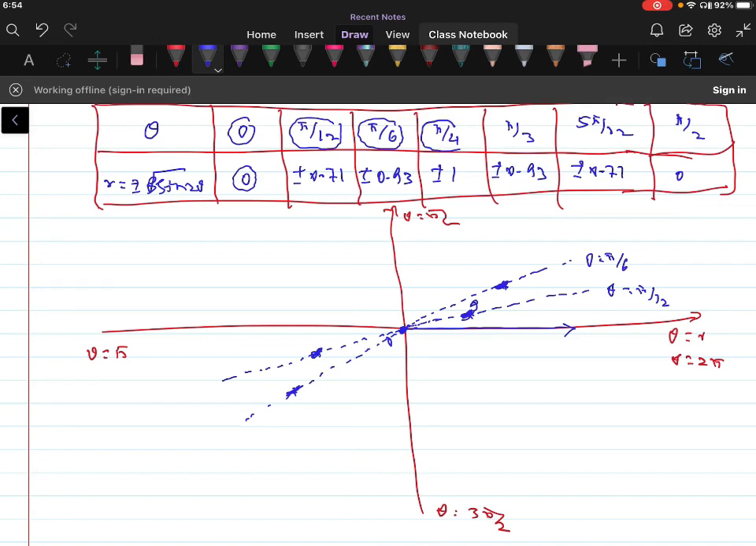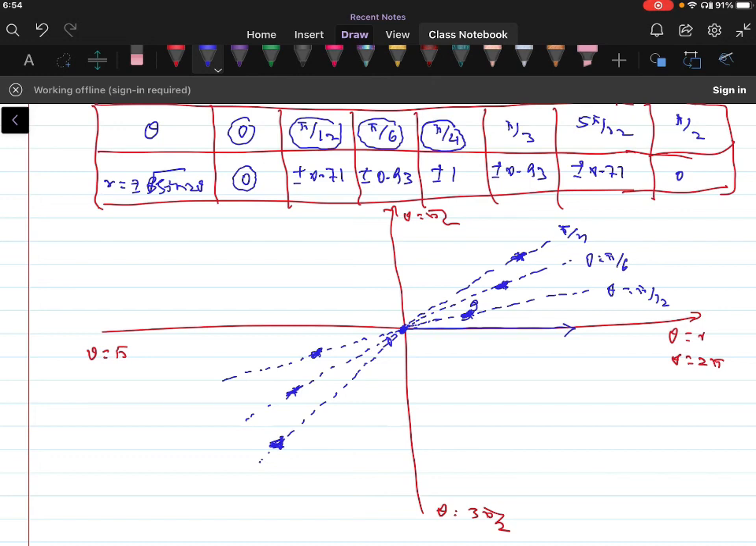So let us plot the point pi by 4 and plus or minus 1. Take a line that makes an angle theta is equal to pi by 4 with the initial line. So the radius is plus 1; from the origin to this point, the length OP is 1. The image of this point is on the extended line. In the third quadrant, theta is equal to pi by 4 and the radius at this point is approximately minus 1.